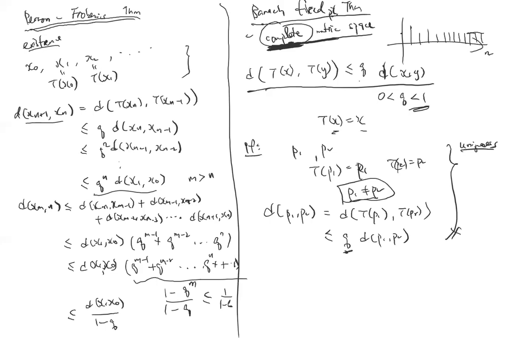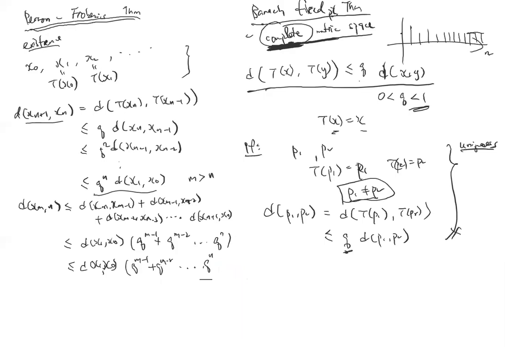And let's see, I'm missing something here. Sorry, I don't want to do it this way. I want to pull out q to the n first. So it's less than d(x1, x0) times q to the n times (1 plus q plus and so on, up to q^(m-n-1)). And for this thing, I can sum not just up to q^(m-n-1), I can sum all the way to infinity.